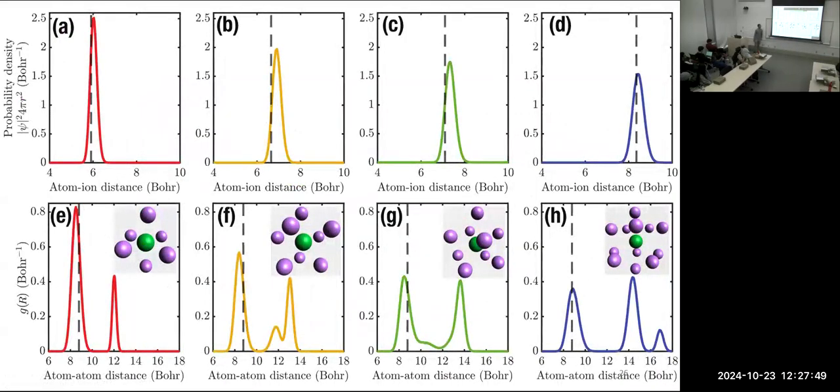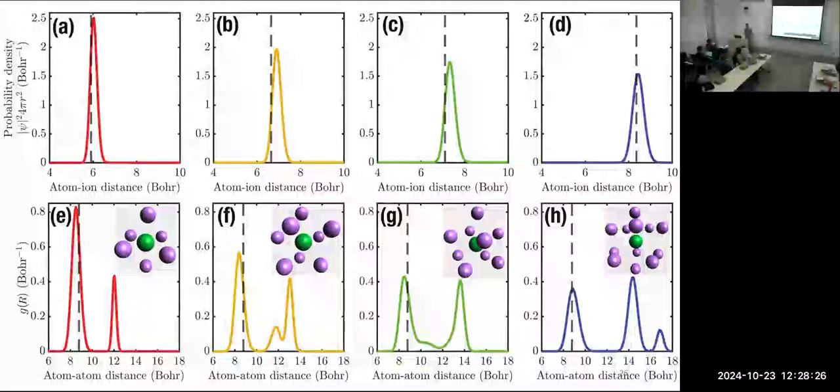And on this slide, I'm showing the probability densities for where the atom can be with respect to the ion. On the top, it's a probability density of the atom-ion distance, and the dotted lines are showing the equilibrium distances of the atom-ion potential. What's happening here is that the first peak is to the right of the dotted line, which means that the most likely, or the average, atom-ion distance is typically greater than the atom-ion equilibrium distance.